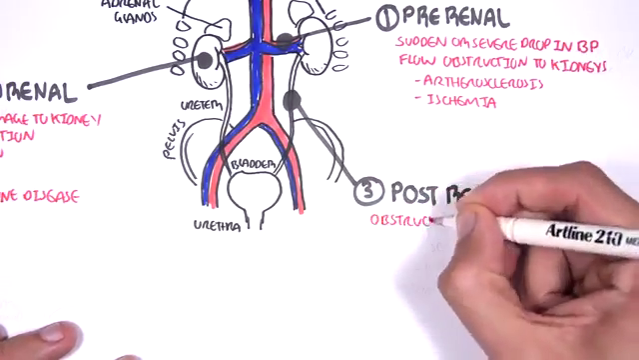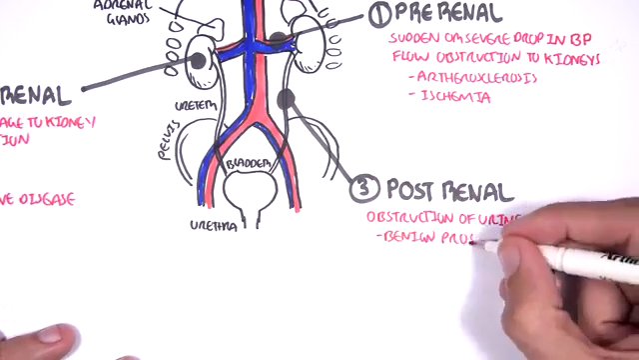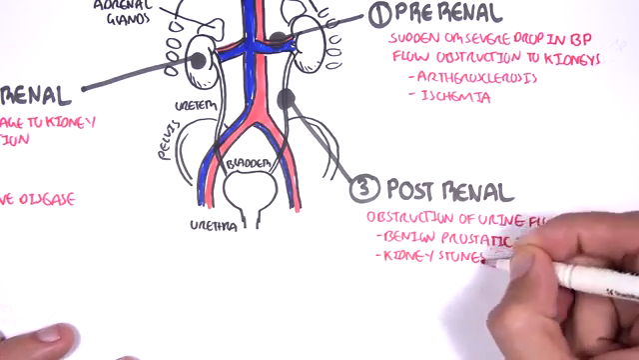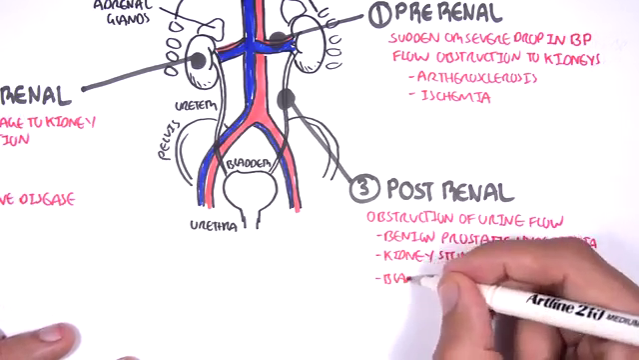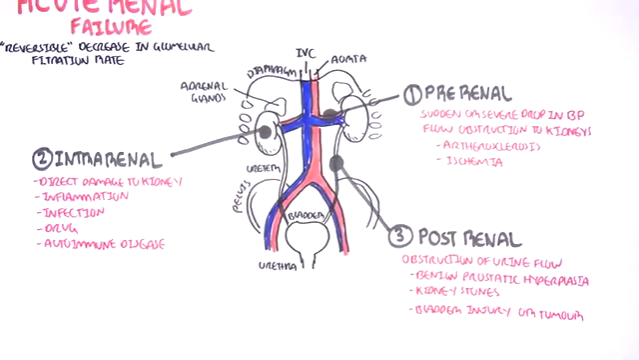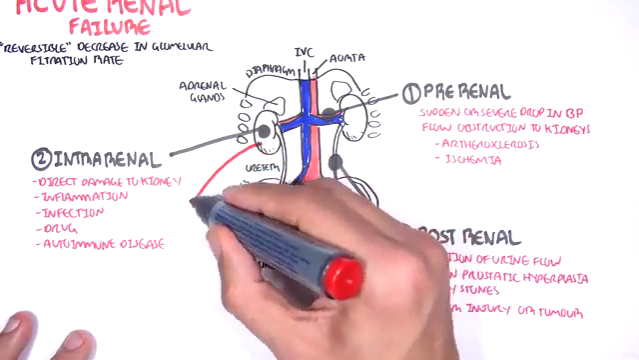And then the third one, the post-renal cause of acute renal failure, include mainly an obstruction of urine flow. So this can be due to a benign prostatic hyperplasia, kidney stones, as well as some form of bladder injury or tumor. Now we will mainly focus on intrarenal, which is the most common form of acute renal failure. So it's the most common cause.